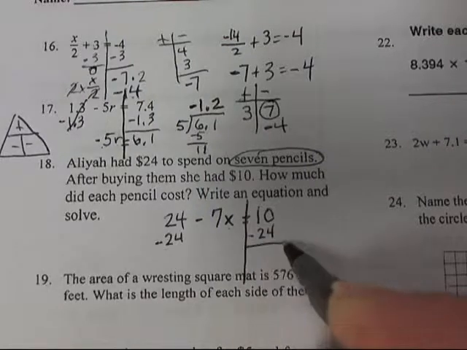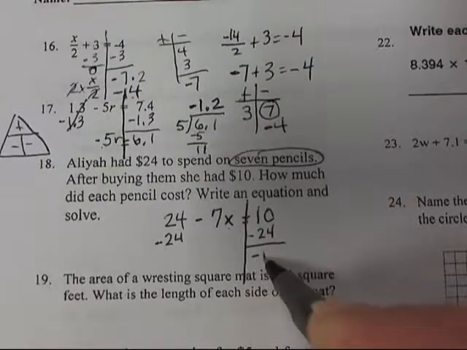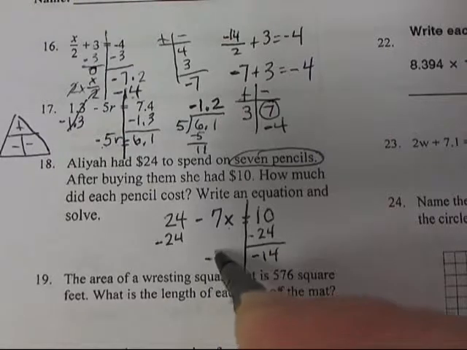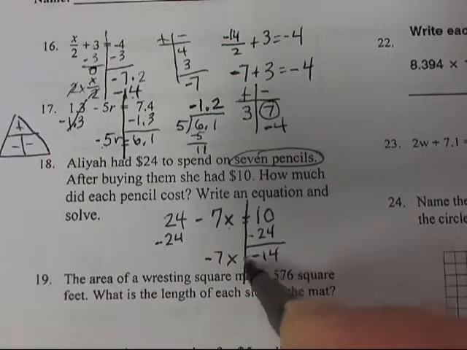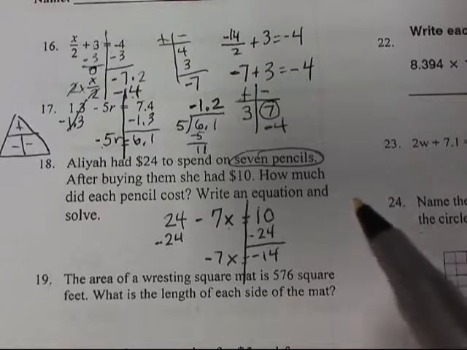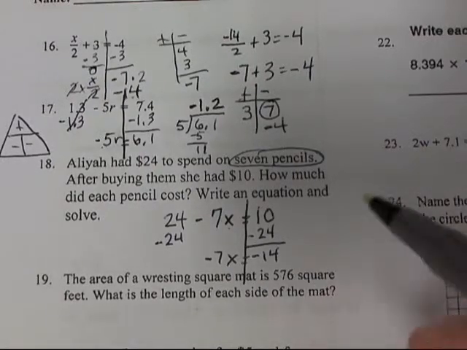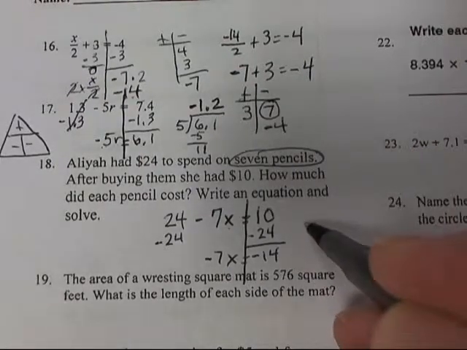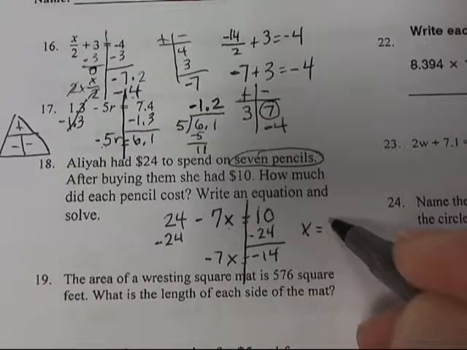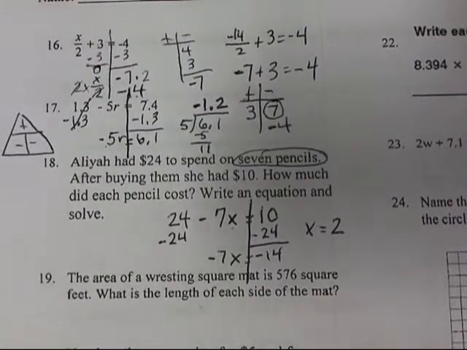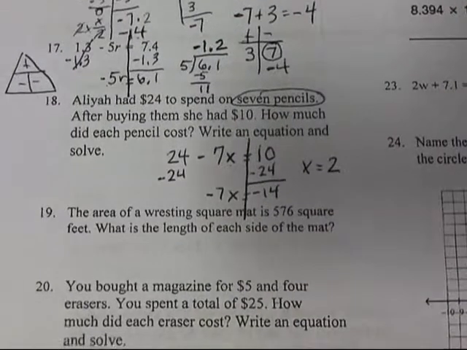And we have -14, and negative 7x, and divide by negative 7 on both sides, and you get x equals 2. X equals 2. Number 19.